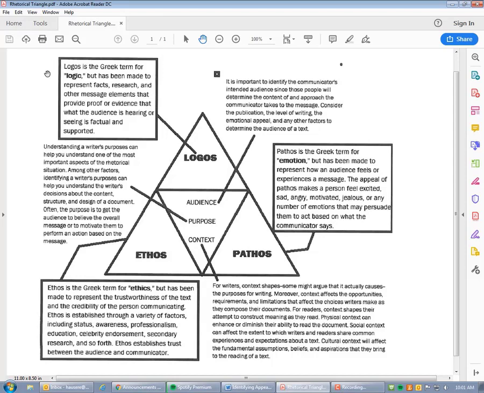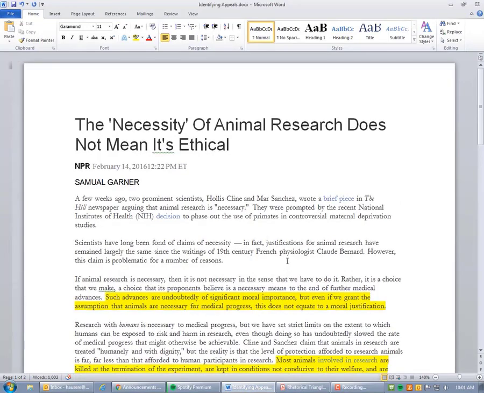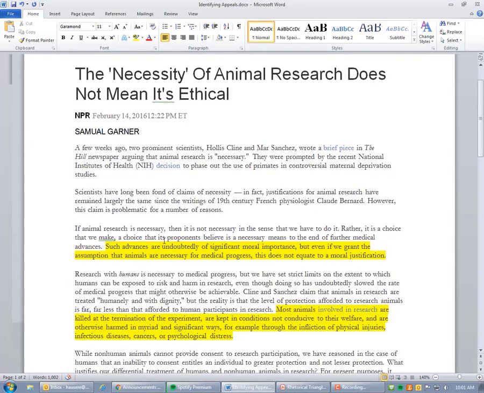So we'll move on and look at an article and identify some stuff in here. I've just grabbed this article from NPR. It's called "The Necessity of Animal Research Does Not Mean It's Ethical." Rather than reading this entire thing with you guys, what I've done is I've highlighted the thesis statement. So I'll jump down here to the thesis statement.